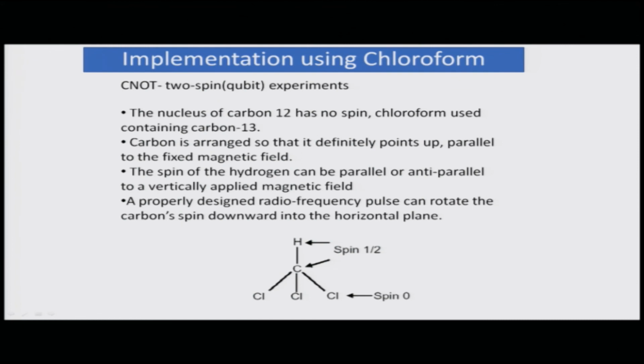I have already mentioned that carbon 12 has no spin, and carbon 13 is the one which you would like. So, in the chloroform that I just showed, the carbon 13 and the proton show the spin half case, and the chlorines do not have anything. A properly designed radio frequency pulse can rotate the carbon spin downwards to the horizontal plane, and so on and so forth. The geometry of the molecule is constrained because of the structure of the molecule.